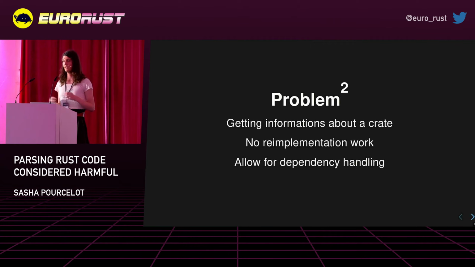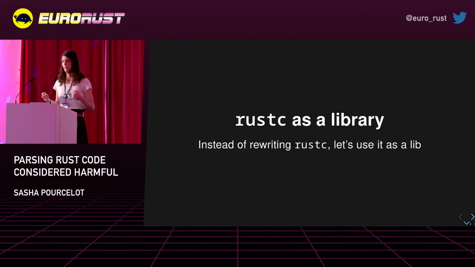So, let's take our initial problem slide and add more requirements. We want to get information about a crate, but we do not want to rewrite a compiler and a dependency resolver. We want to be able to handle dependencies the easy way. Let's try to use the most simple approach, rustc as a library. So we will try.